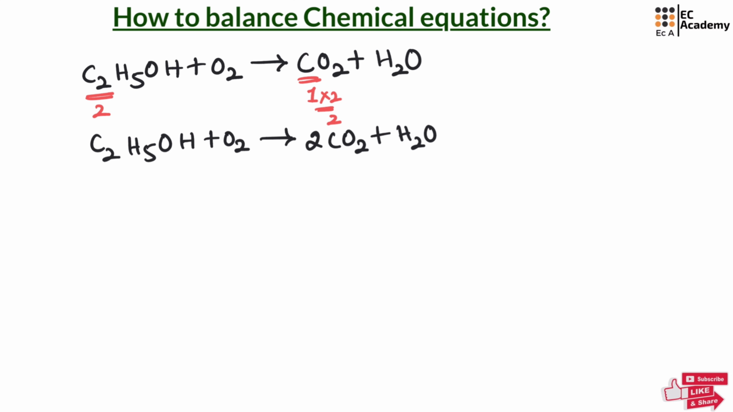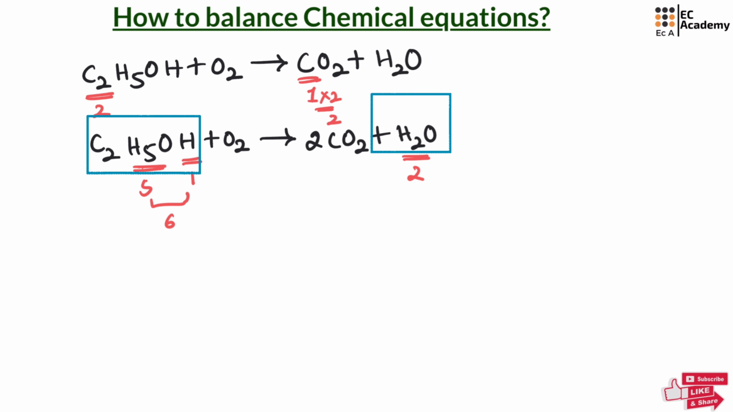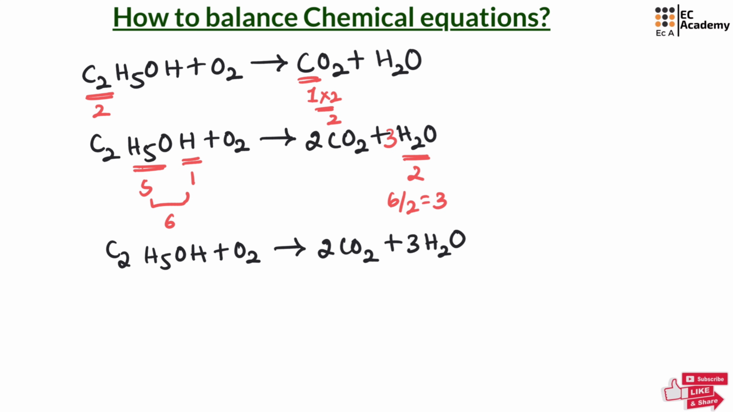Now carbon is balanced. Now let us balance hydrogen. Ethanol contains 6 hydrogen atoms. One water molecule contains 2 hydrogen atoms. To find the required number of water molecules, let us divide 6 by 2. 6 divided by 2 will be equal to 3. Let us place this 3 before H2O. The equation will become C2H5OH plus O2, that will produce 2CO2 plus 3H2O.